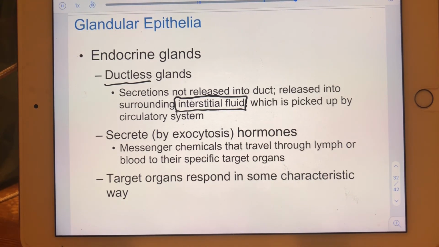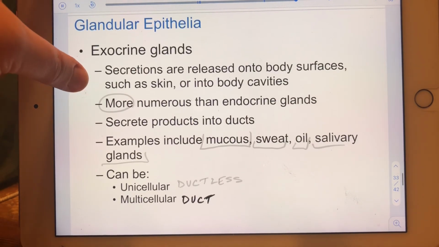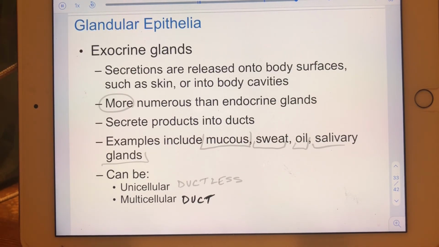Exocrine glands may have a duct. It's only the multicellular exocrine glands that will feature a duct, whereas unicellular will be ductless. And I'm on slide 34 right now, by the way. This time around, we're going to send our secretions, rather than into interstitial fluid, onto surfaces. So into body cavities, onto skin, that sort of thing.